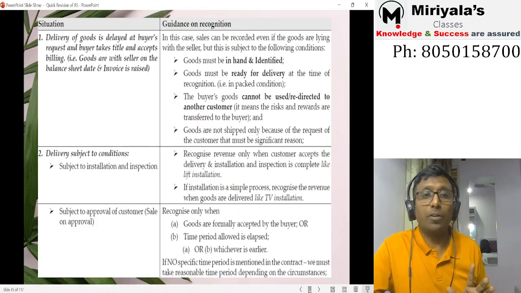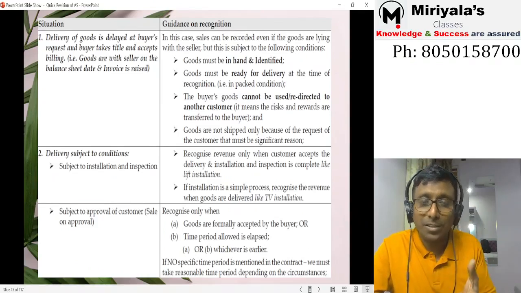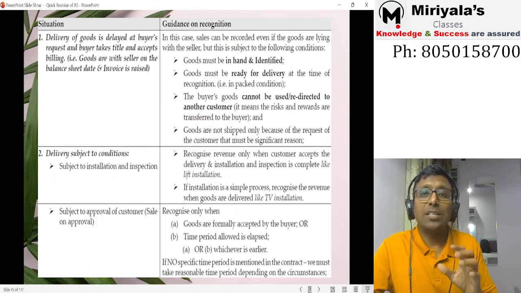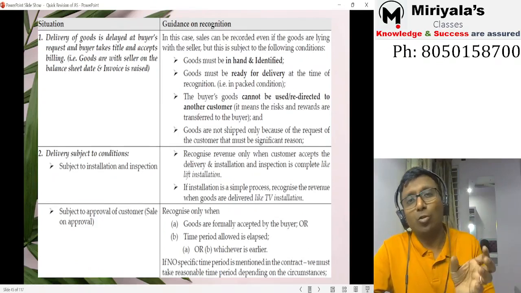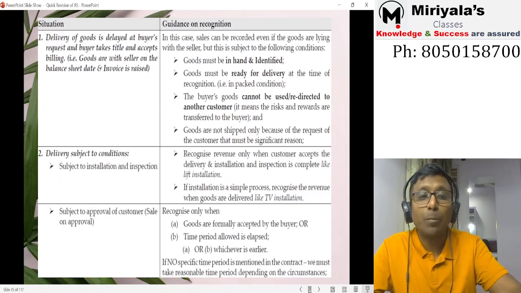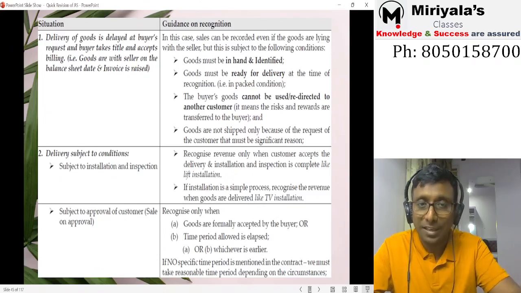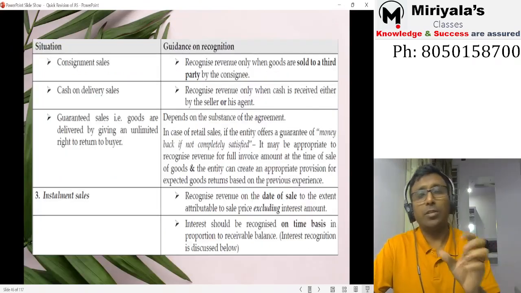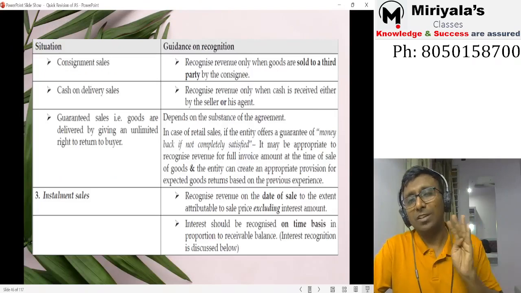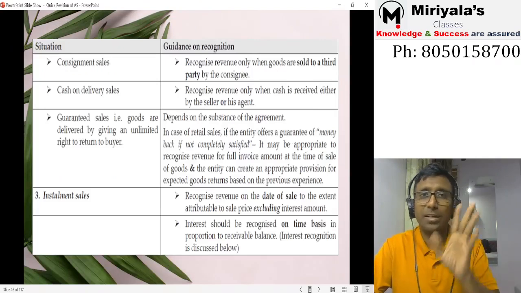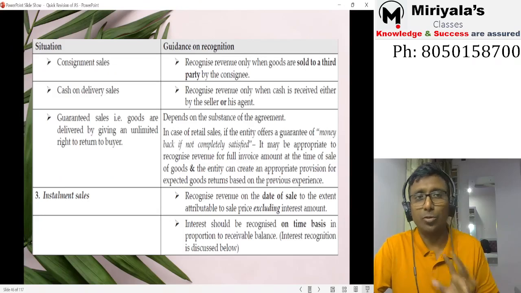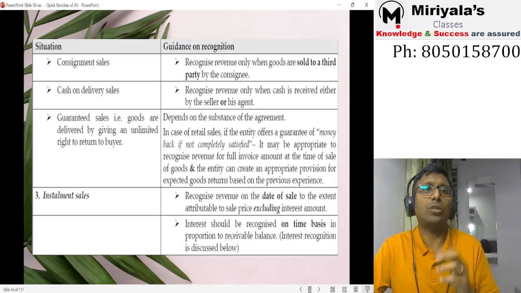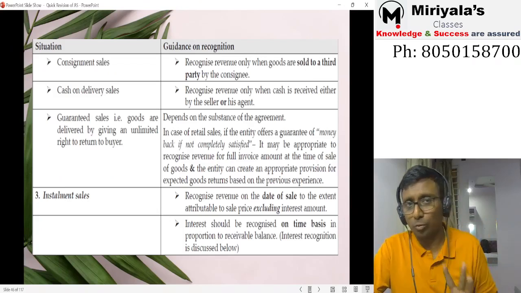Subject to approval of the customer: sale on approval basis, have you ever heard? If so, then only when the goods are approved are you supposed to recognize it. With respect to consignment sale, only when the consignee sells it to a third party will risk and rewards be transferred. That time you should recognize it. Cash on delivery basis: only when it is delivered to the other party, I mean, when the cash is received by the agent or you, then it is supposed to be recognized.